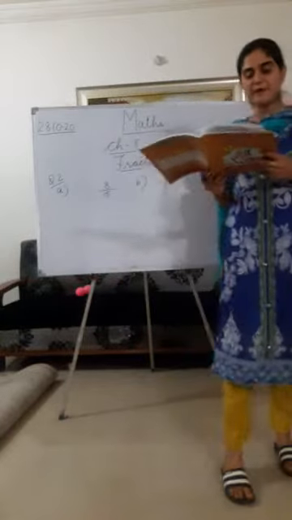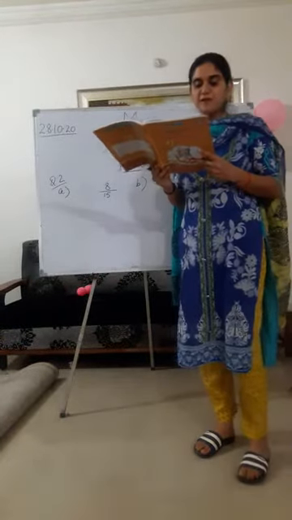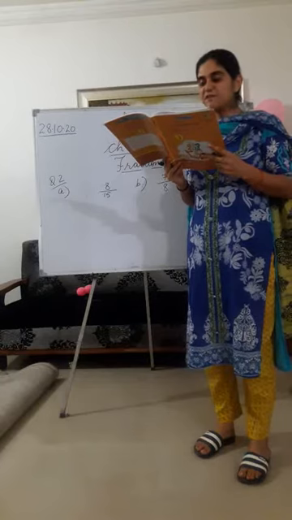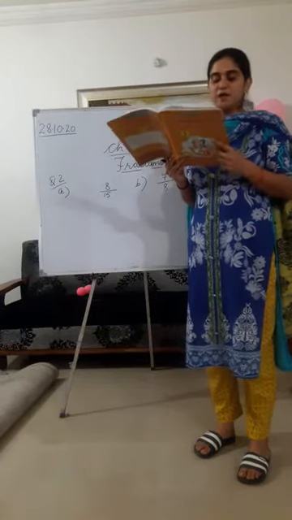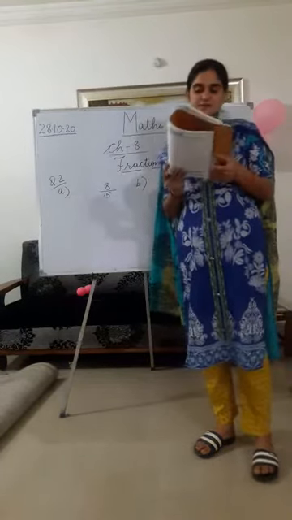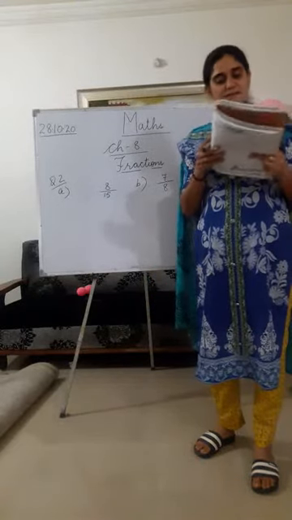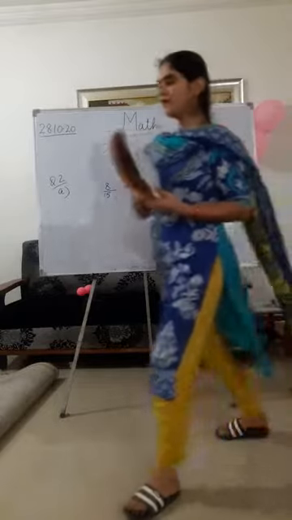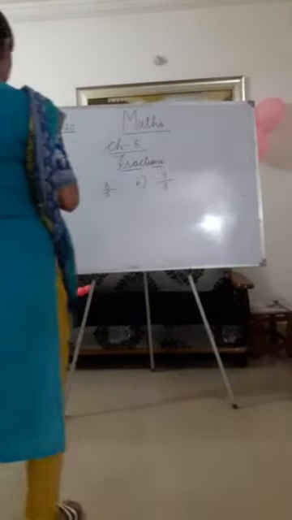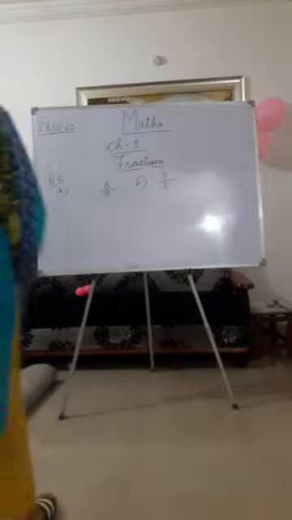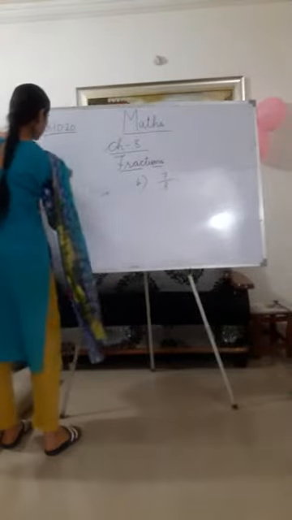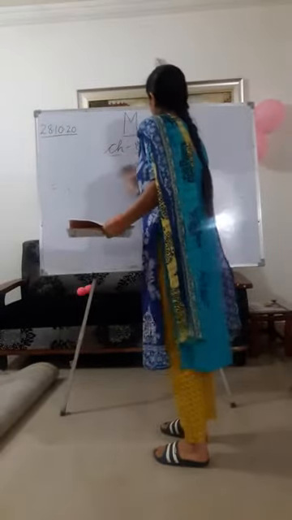3 rules. Alright. First rule is, when the denominators are same, the fraction with the greater numerator is greater. So if the denominators are same, the fraction with the greater numerator is greater. So let's take an example. Exercise number 3. Okay.